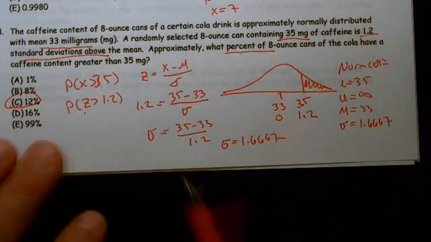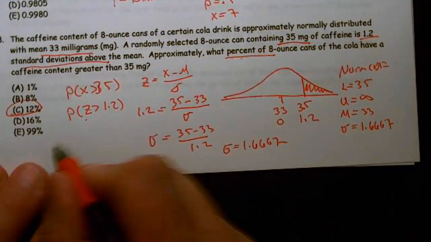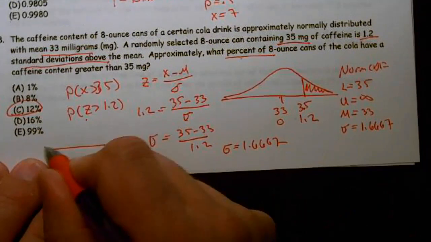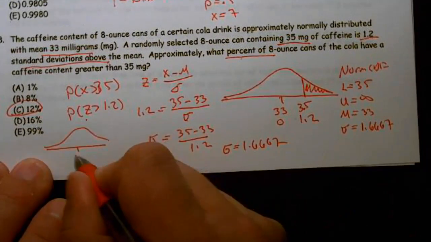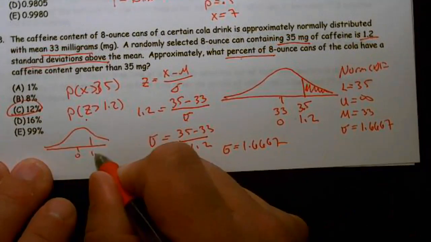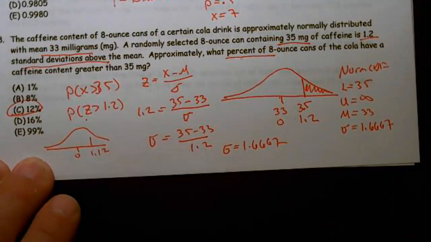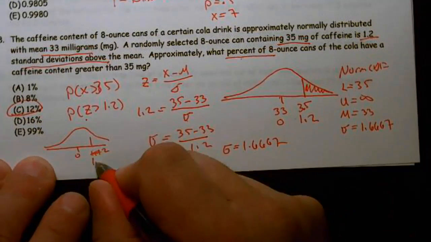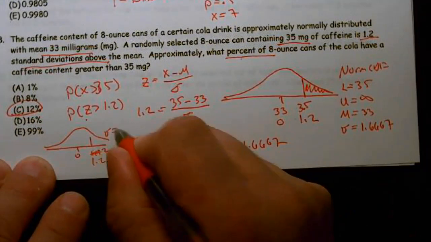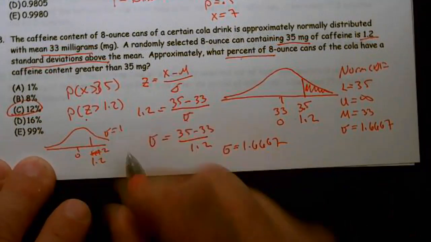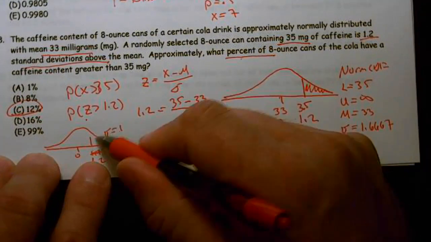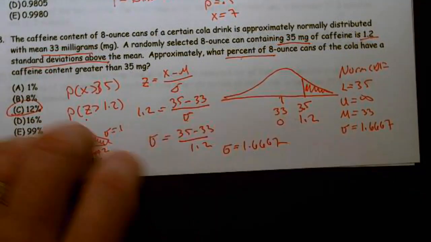This is the long way. The short way would have been to set up a z-score, which would have been saying, hey, you know what? 0, 1.2, and then our standard deviation is 1, because every z-score has that. So you could have gone at it that way as well.